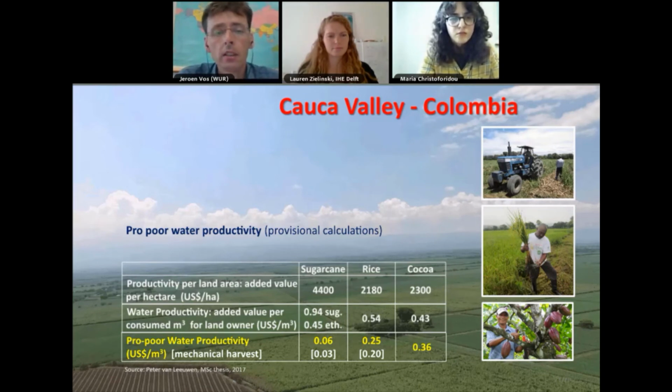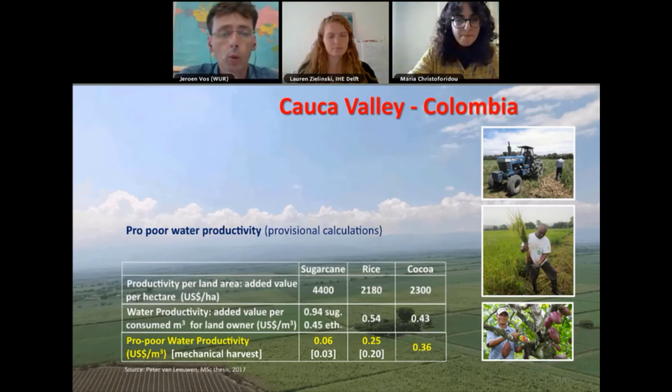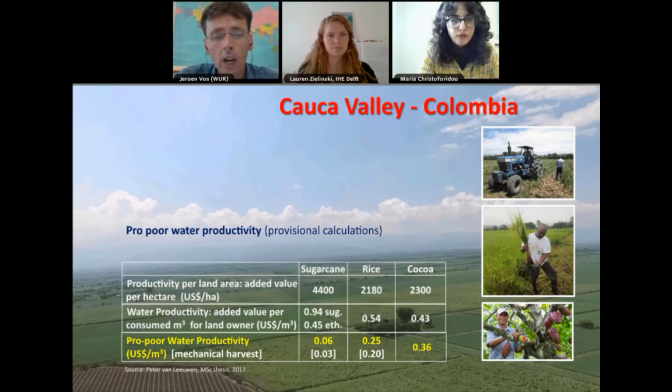Then for rice, the same thing. So it's 25 cents of a dollar per cubic meter of water, which goes to the poor people working in the rice fields, or 20 when the rice is harvested mechanically. And in cocoa, actually, it's the highest. So from a social point of view, being a politician that wants to reduce poverty in the Cauca Valley, you should stimulate cocoa production, as that gives the highest return on cubic meter of water being evapotranspirated.